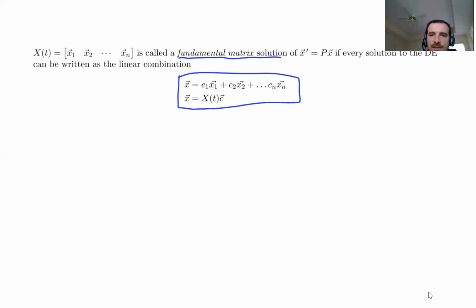All right, in the next section, 3.4, we are going to work on how to find the fundamental matrix solution of first order linear systems. But for now, let me stop here.